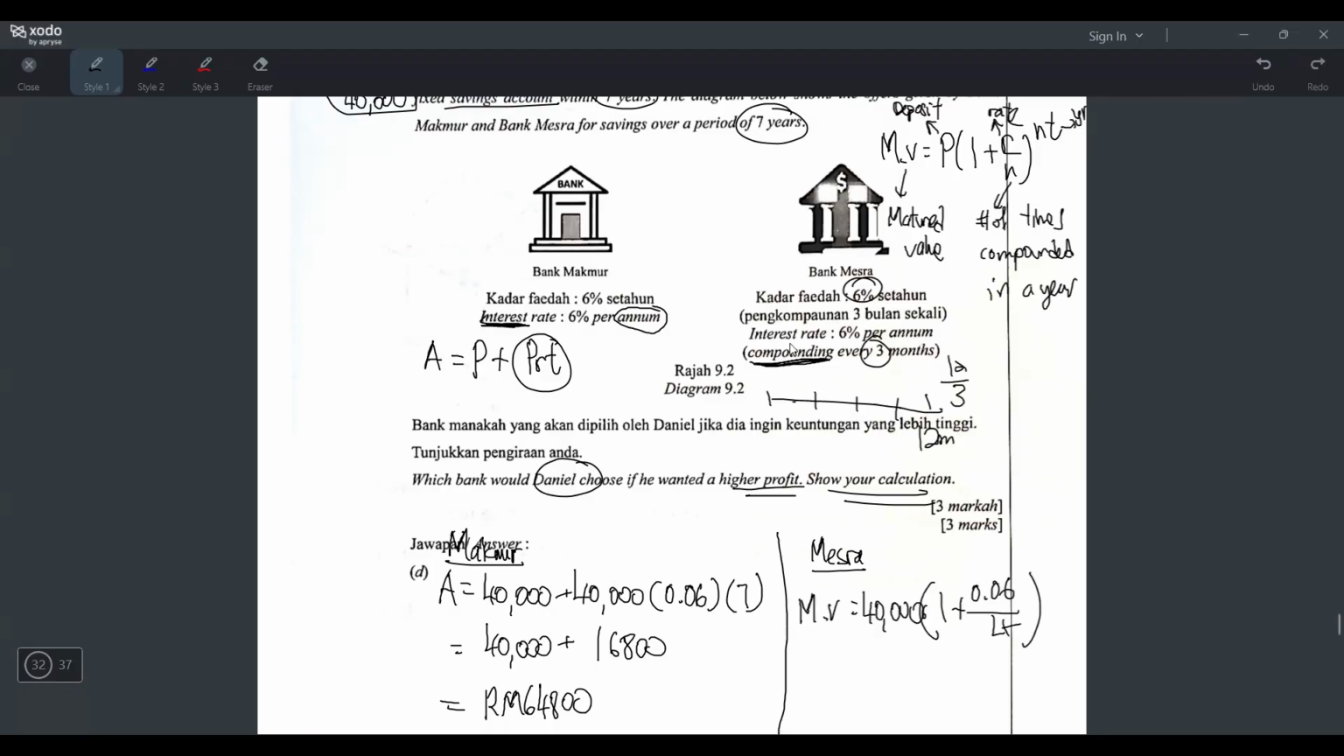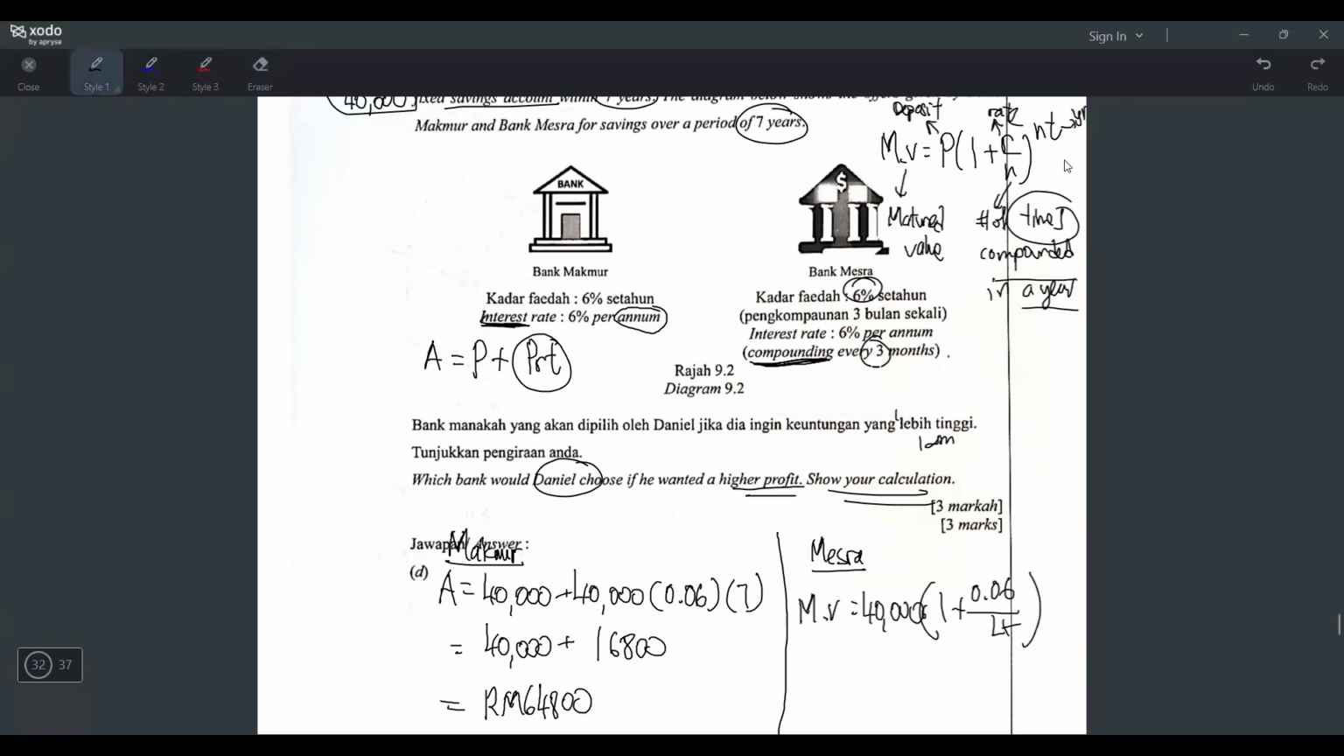Okay, let me explain a bit. If they say compound every 3 months, then how many times do you compound in 1 year? You take 12 divided by 3, get 4. Okay, what if they say compound every 6 months? Then your N will be 2, because 12 divided by 6, right? So that's the idea. That's how I get the N.